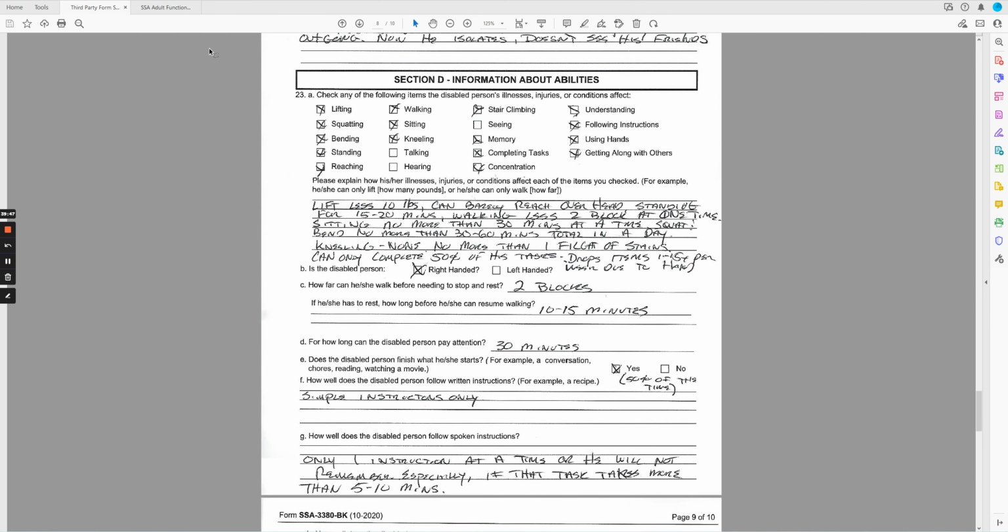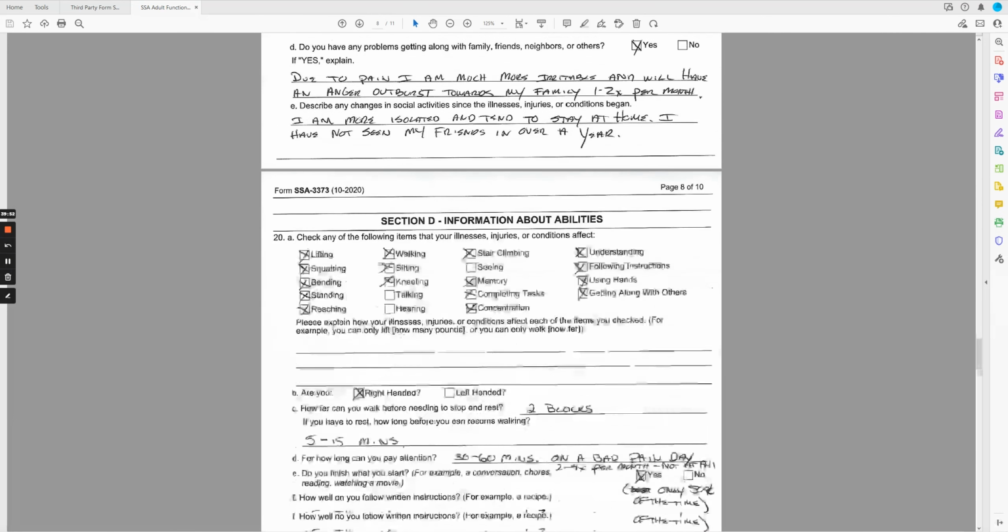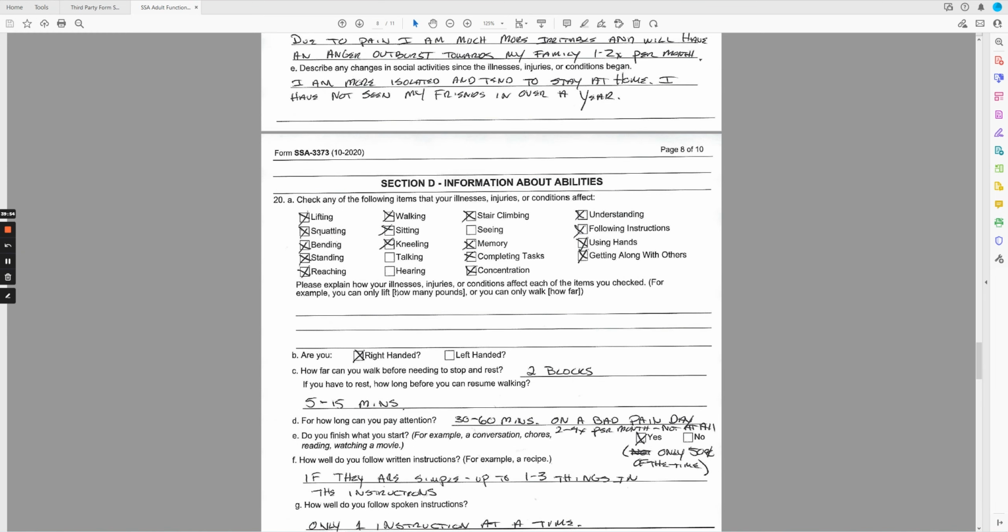Here, I want to talk about this. Now, what happened was I was in a hurry and I didn't get a chance to fill out: please explain how your illness, injuries, or conditions affect each of the items you checked. For example, you can only lift now, check how many pounds, or you can only walk. If you come across something that's blank, please call the person and say, hey, you left this question blank. Your lawyer in a video said you needed to fill it out, so go fill it out.